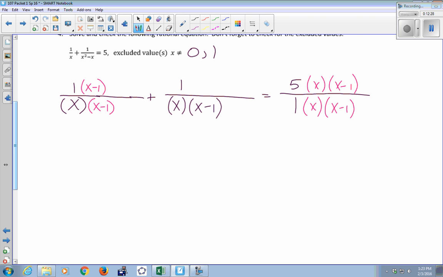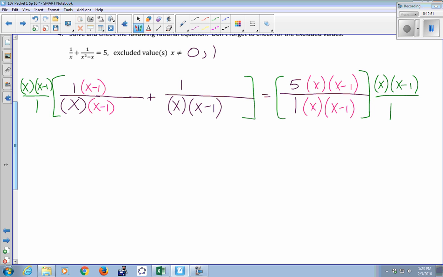So the whole purpose of getting the common denominator is so that we can just get rid of it, right? Once everybody has the same denominator, multiply both sides of the equation by that denominator. The whole purpose of that is that it makes all the denominators, poof, disappear. They're all going to cancel. Cancel, cancel. Everything cancels. So I'm just left with x minus 1.